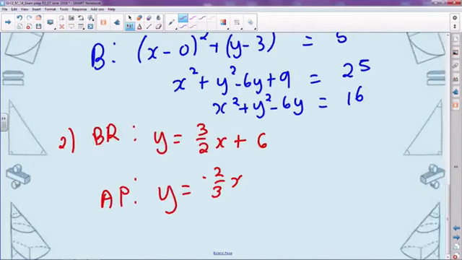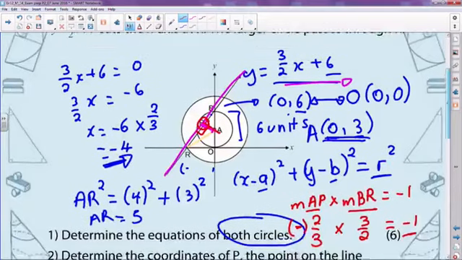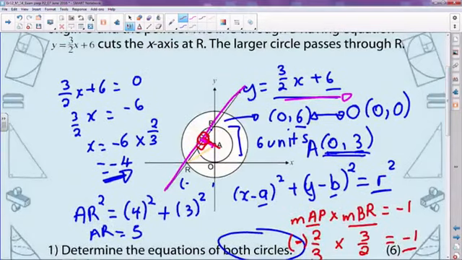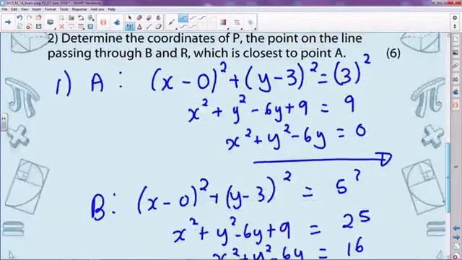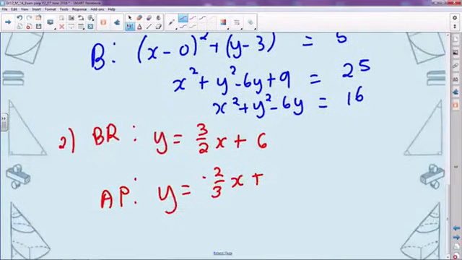And then we times that by x plus the y-intercept. Now the y-intercept is where your line AP cuts the y-axis, and we see that that happens at point A, which we know has coordinates 0, 3. So therefore my y-intercept of line AP is 3.